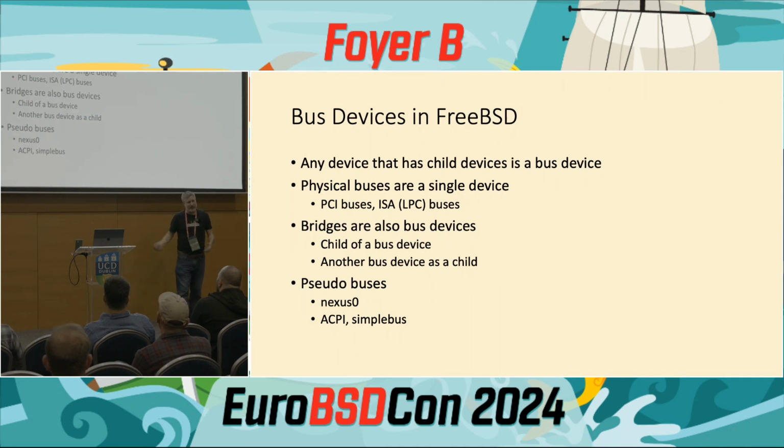And also, for example, ACPI. There are no physical ACPI wires in your system. It's just a way that the firmware can communicate a hierarchy, a namespace of its own notion of devices. And we start with the top level of those and attach those to a logical ACPI bus. And the same with simple bus, which is used for device tree, like FDT and so forth, that was used in platforms like ARM.